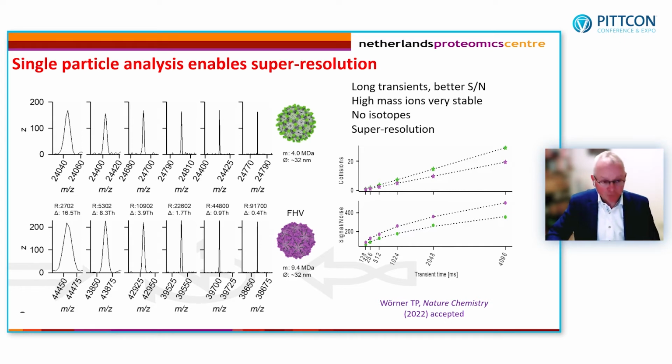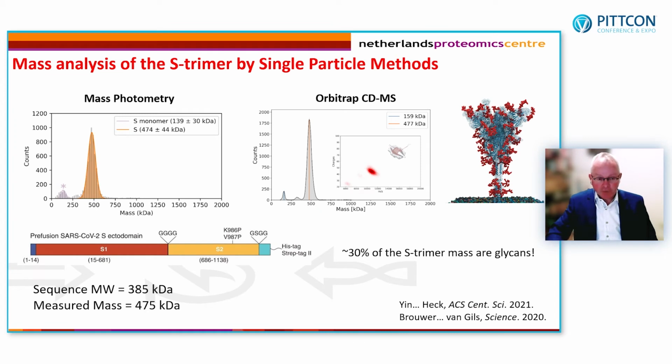Now, we use it for viruses, but it's actually the method of choice for very heterogeneous particles. A heterogeneous particle that we all know about is the famous or infamous spike protein of the SARS-CoV-2 virus. Why is this so heterogeneous? You see a picture here on the right. Because this protein, which is actually a trimer, is heavily decorated with glycosylation.